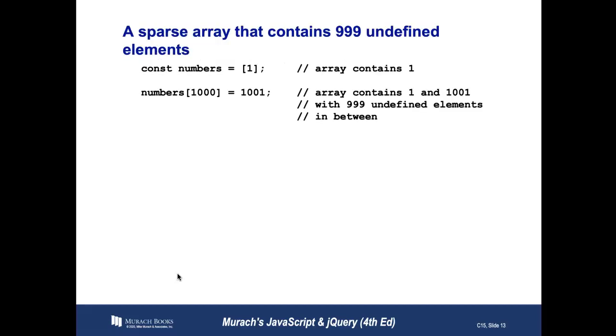Now this is going to be a little more confusing. This is a sparse array that contains 999 undefined elements. We have a constant numbers that equals 1, so that means the array contains 1. Next, we have numbers[1000]. So remember, index 1000 would be equal to 1001. So the array now contains 1 and 1001 with 999 undefined elements in between. So the 1000 is the index, it's not the value. Remember that. So numbers[1000] is 1001 because that's what it's equal to.